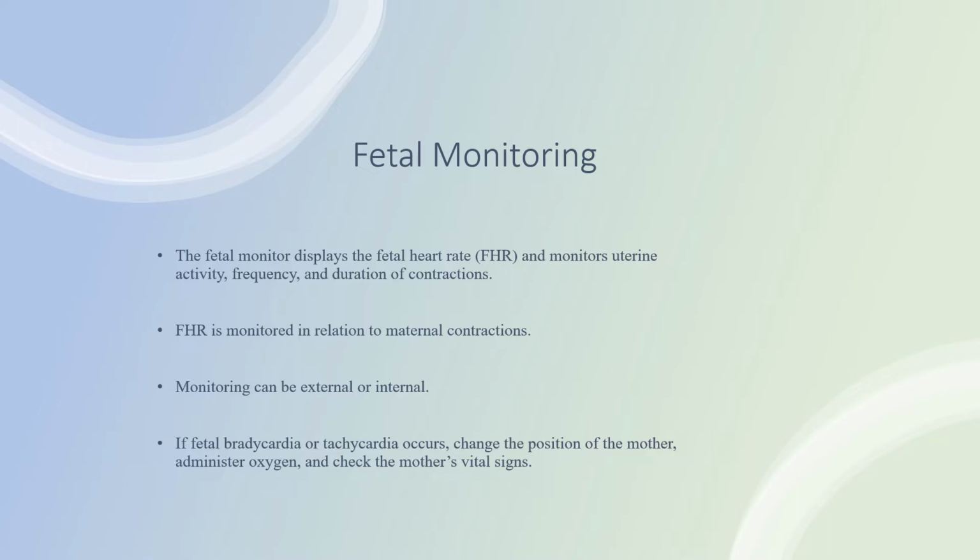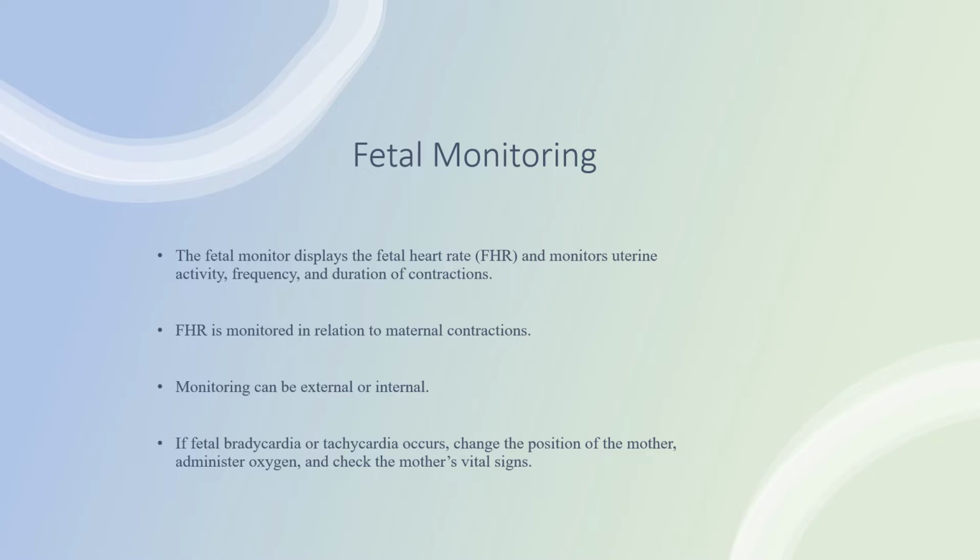During labor, they do monitor the fetus. It can be done either externally or internally. So fetal monitoring will display the fetal heart rate. It also monitors the uterine activity, frequency, and duration of contractions. And it monitors the fetal heart rate in relation to the contractions. Baseline fetal heart rate is measured in between contractions. Normal fetal heart rate is 110 to 160 beats per minute.